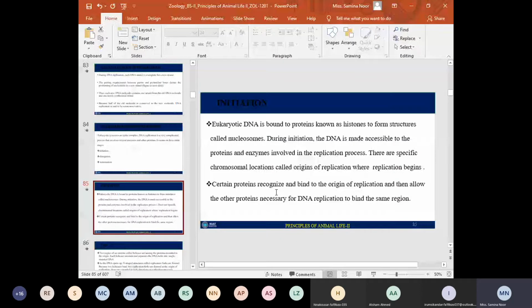In eukaryotic DNA, more than one origin site is present. Certain proteins reach particular sites of origin, and then allow the other proteins necessary for DNA replication to bind to the same or the specific region. So to initiate the process of replication, DNA must have special sites, and a special kind of proteins involved in the recognition of the origin sites.